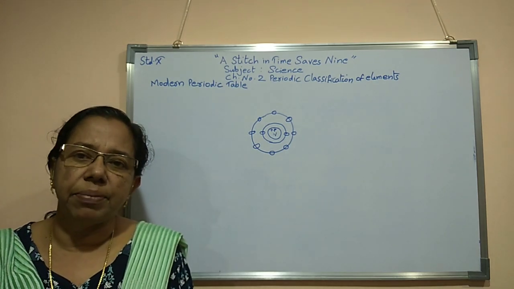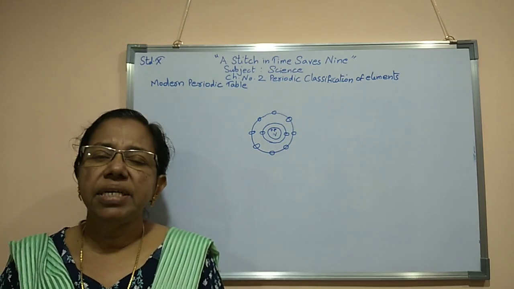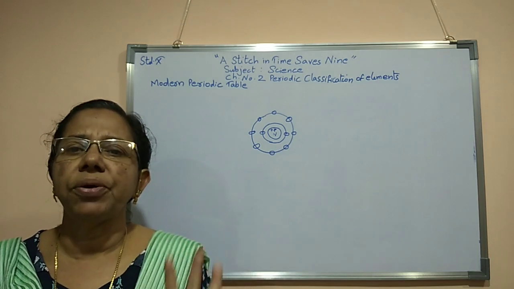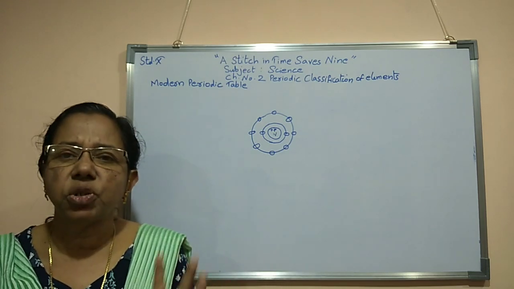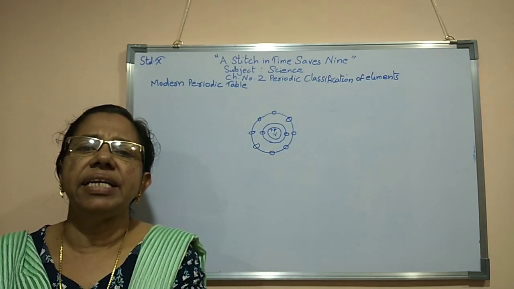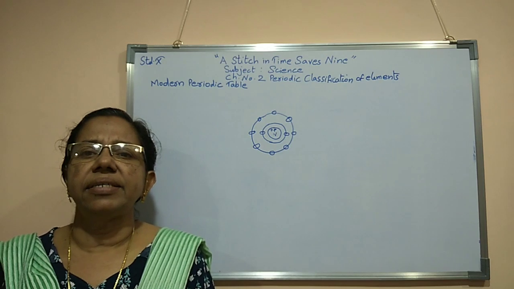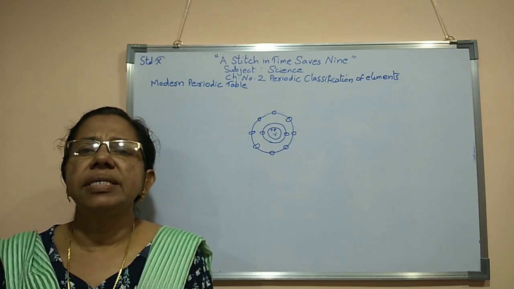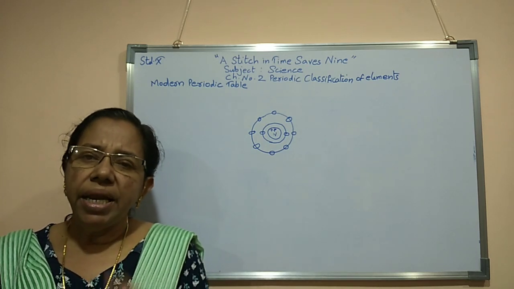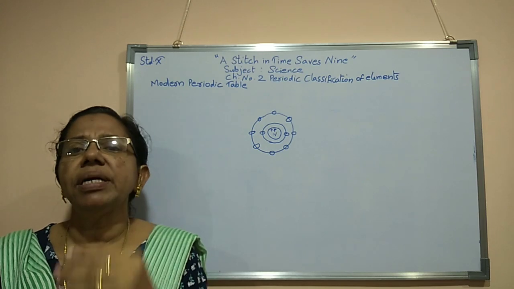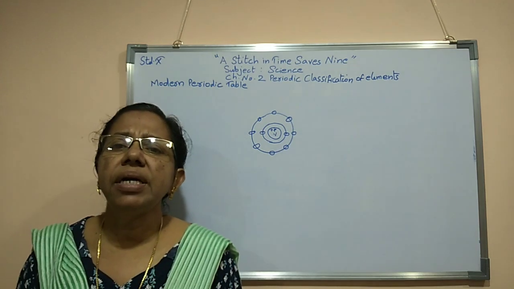Now we are going to study the details. How did he make his periodic table? First we will study what his periodic table is. Before showing that, I am saying once again what the modern periodic law is. The modern periodic law states that the properties of elements are the periodic function of their atomic number. One more thing I am saying, atomic number is the fundamental property of the modern periodic table.